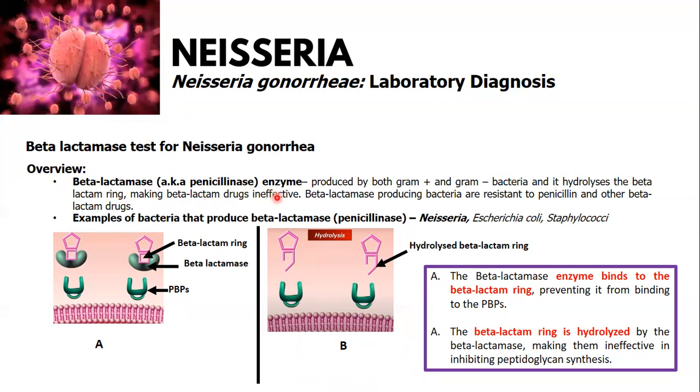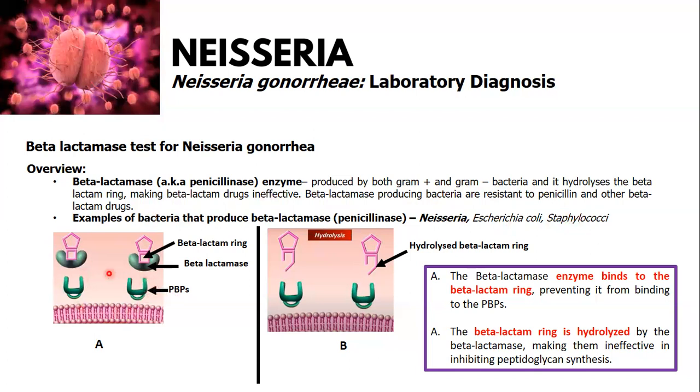And those bacteria that produce beta-lactamase are said to be resistant to penicillins and other beta-lactam drugs. So examples of bacteria that produce beta-lactamases or penicillinases include, but are not limited to, Neisseria, Escherichia coli, and Staphylococci. So I have here a visualization.